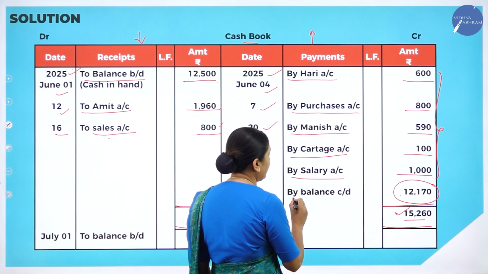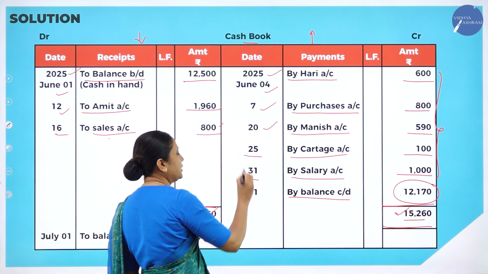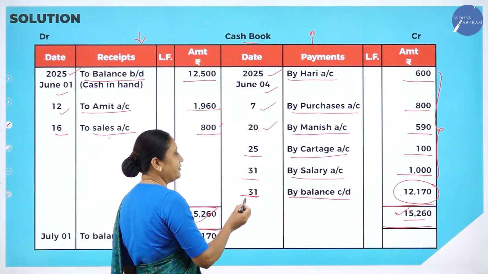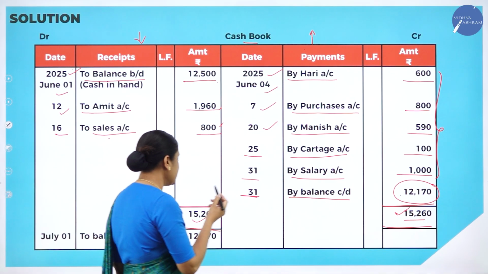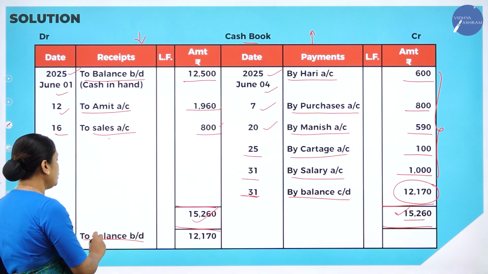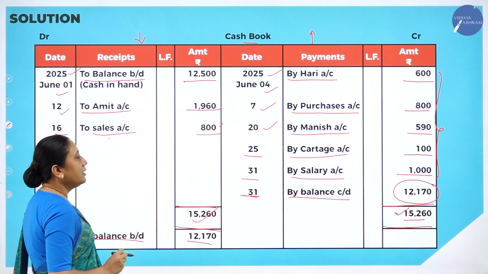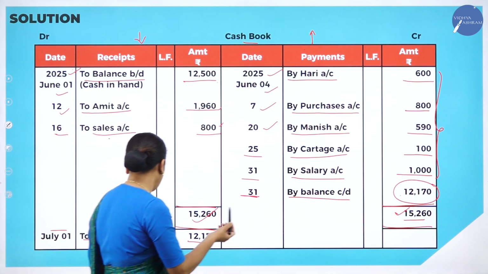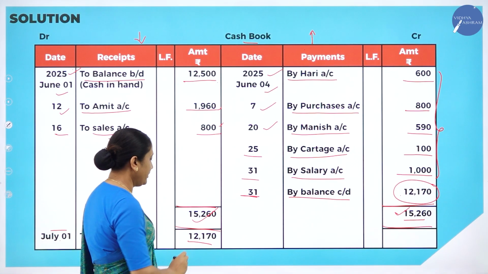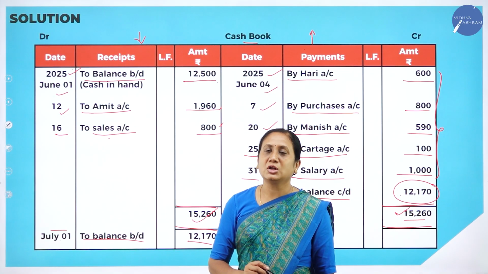For the difference amount we should write it as by balance carried down. When is the balance carried down? Month end, that means June 31, the last day of the month. Whatever is carried down is brought down for the next month. After June, what is the next month? July 1, to balance brought down, it is 12,170. The same amount we have written as carried down has been brought down here. So July 1, to balance brought down, 12,170.